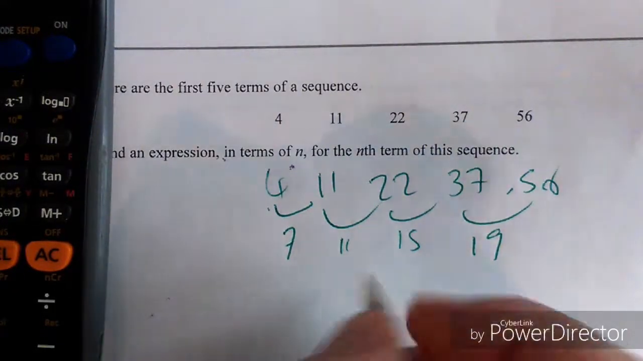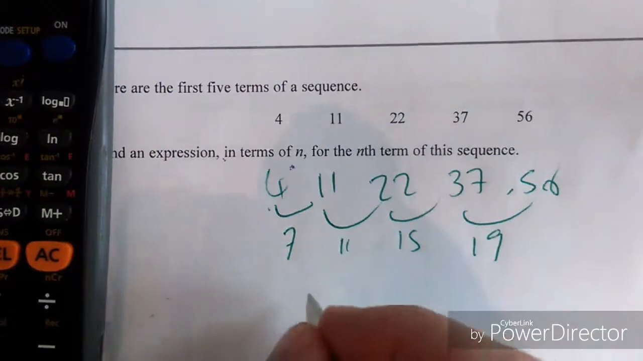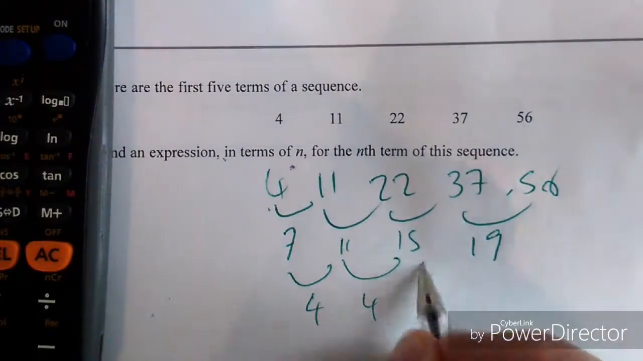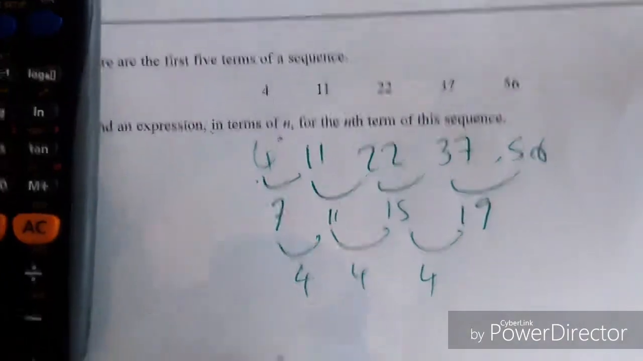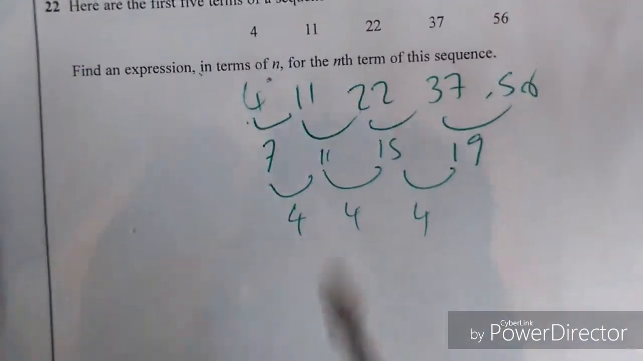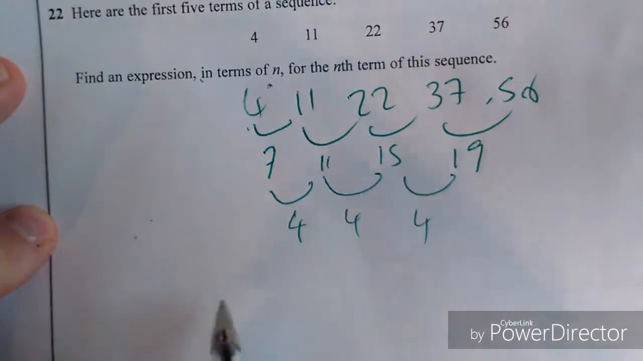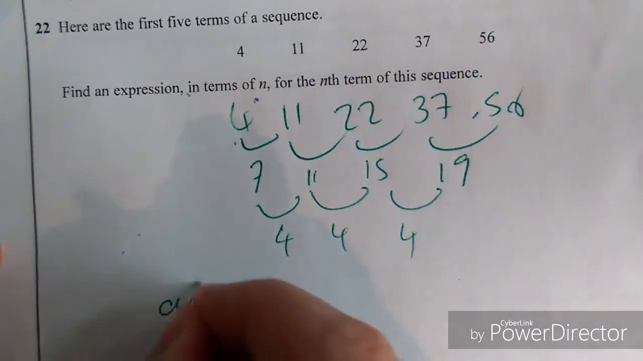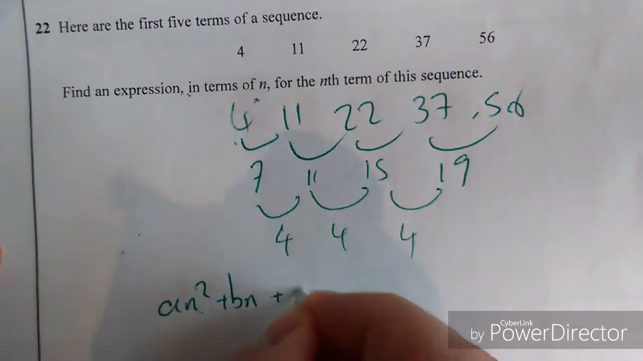So let's find the second level difference, and hopefully it should be the same. The difference between 7 and 11 is 4. 11 and 15 is 4. 19 and 15 is 4. And because you get 4 all the time, then we know it's going to be a quadratic sequence. So we know it's going to be in the form of an squared plus bn plus c.